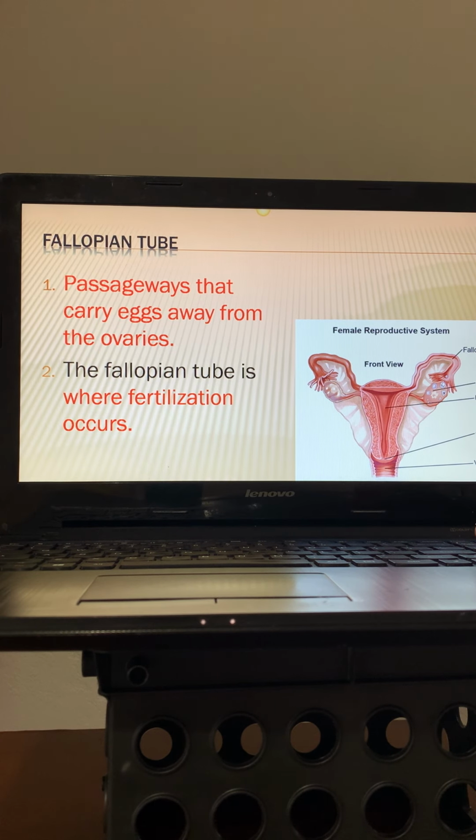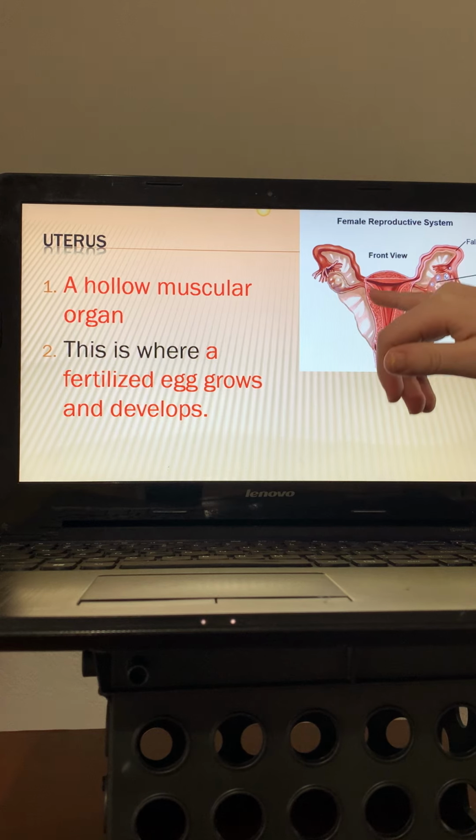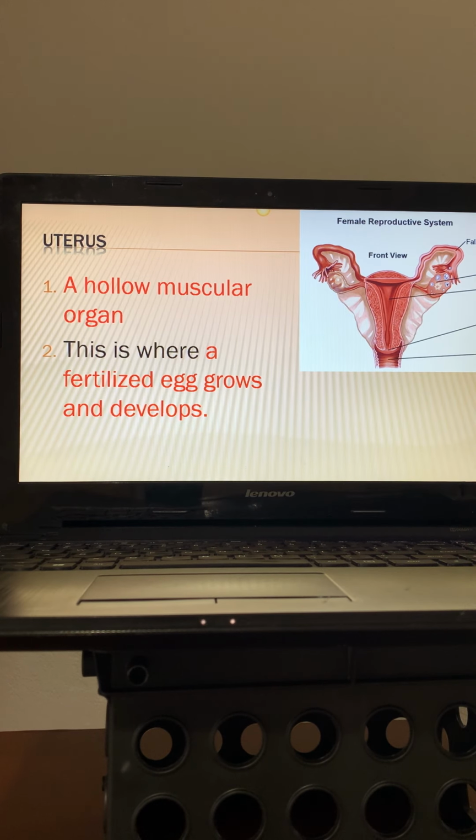So the next structure that egg is going to travel to is the uterus. It's this upside down pear-looking shape right here, and it's a hollow muscular organ. And that is where a fertilized egg will grow and develop. So if there were sperm cells present and that egg got fertilized, that egg will grow and develop into a baby inside of the uterus. So a baby does not grow in a mom's belly or her stomach. It actually grows inside of the uterus.